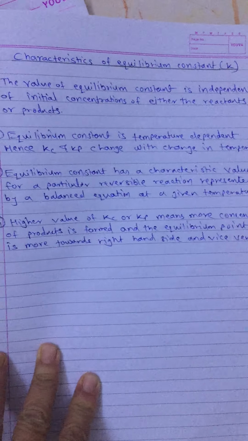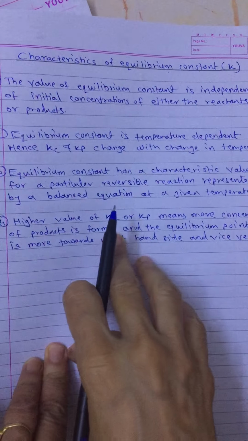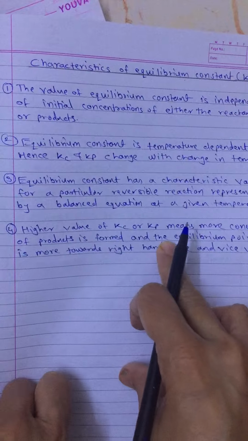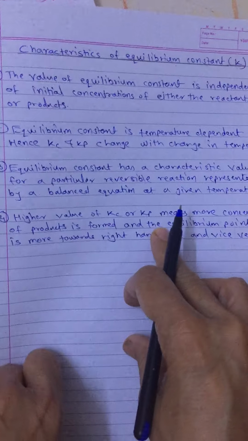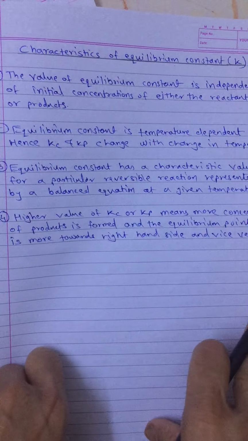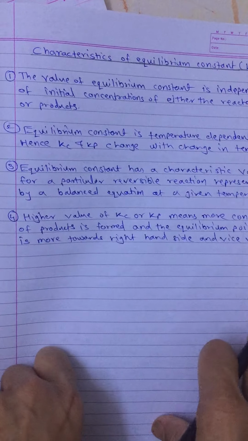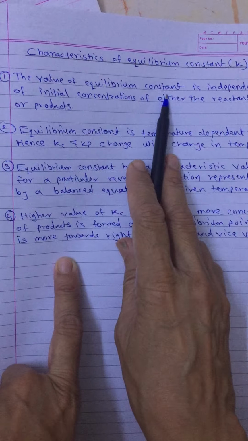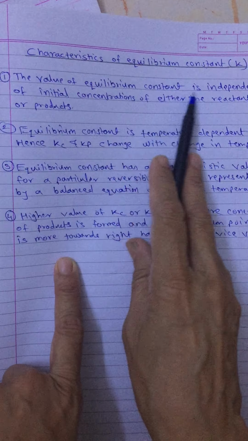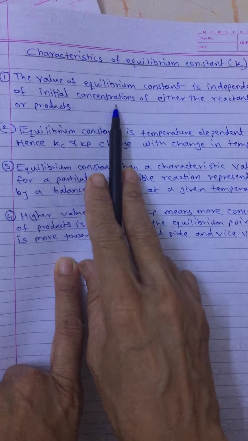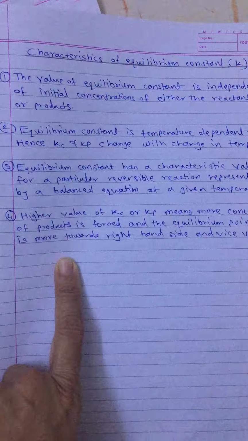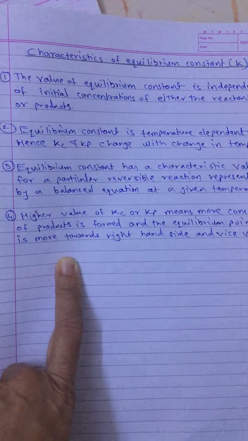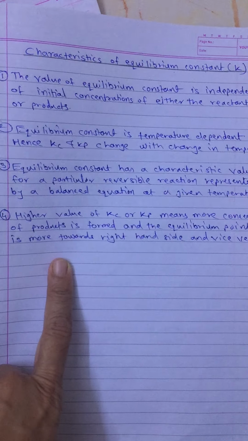Characteristics of equilibrium constant. Now you understood what is equilibrium constant, how it is obtained. Okay, so what are different characteristics of equilibrium constant that we will discuss. See, there are 4 characteristics. The very first one, the value of equilibrium constant K, it can be Kc or Kp, is independent of initial concentrations of either of the reactants or products. At equilibrium, you know, reactants and products both are present.